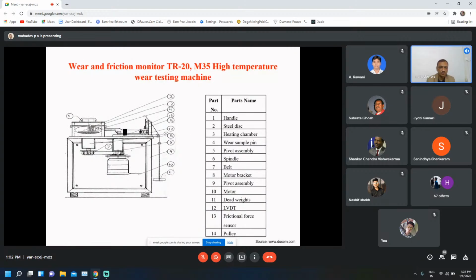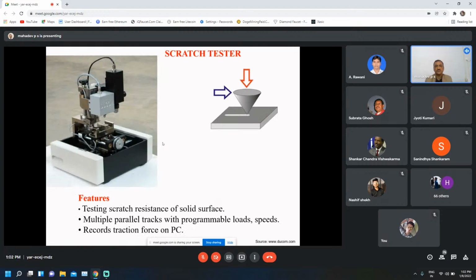Here you can see the closed chamber in which the heating of the sample is done. The bottom one is a disc. Here you can see this handle. This is connected to LVDT, the frictional sensor. Scratch testing is also done, by which we can find out the wear properties of the material. This is the machine.